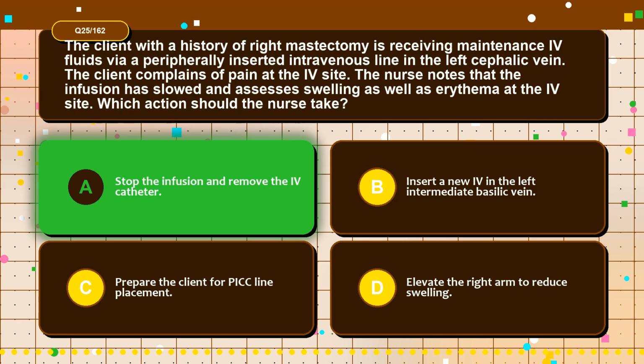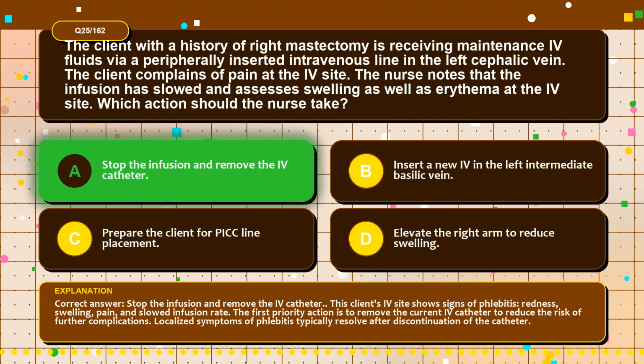The correct answer is option A, stop the infusion and remove the Roman IV catheter. This client's Roman IV site shows signs of phlebitis: redness, swelling, pain, and slowed infusion rate. The first priority action is to remove the current Roman IV catheter to reduce the risk of further complications. Localized symptoms of phlebitis typically resolve after discontinuation of the catheter.